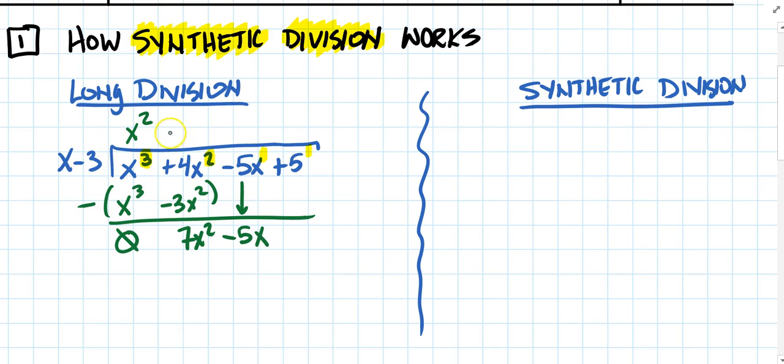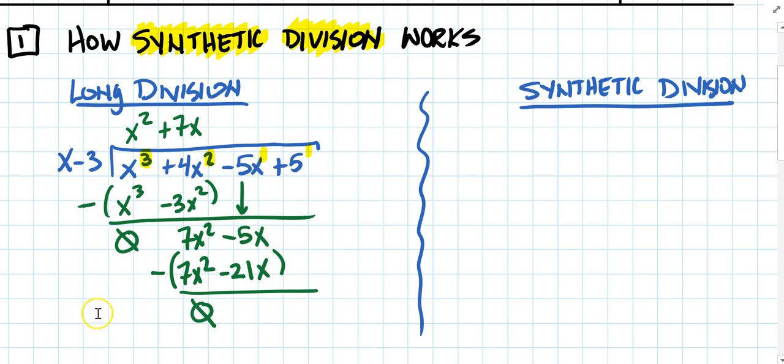X goes into 7x squared, a positive 7x times. 7x times x gives me 7x squared. 7x times negative 3 is negative 21x. And again, I'm going to put parentheses around here and subtract. 7x squared minus 7x squared is nothing. Negative 5x minus a minus. Don't forget to distribute that sign. So negative 5x minus a minus gives me negative 5x plus 21 gives me a positive 16x. And then again, bring down the 5.